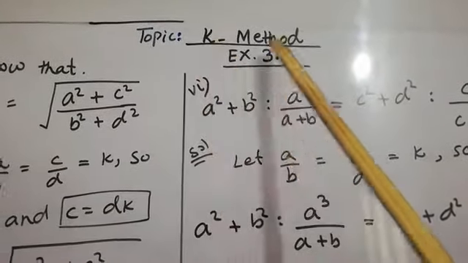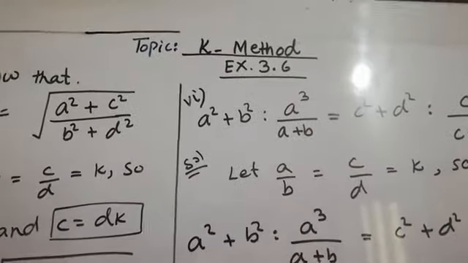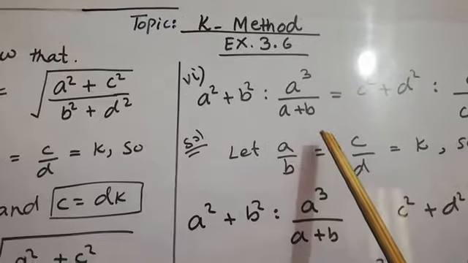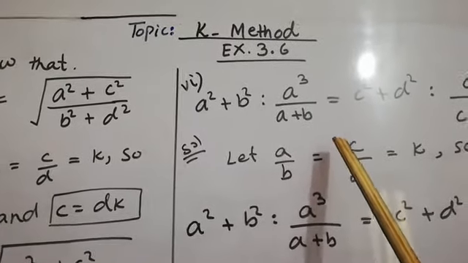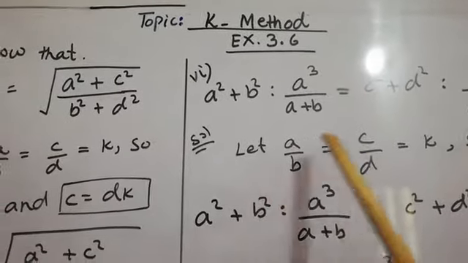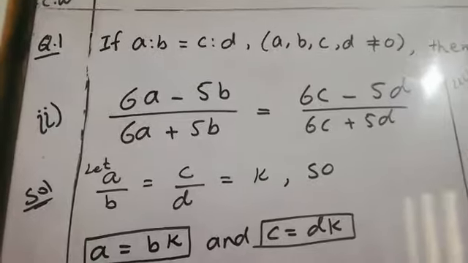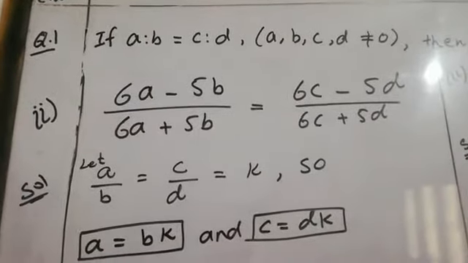Dear students, the K method is used in variation or in proportion to simplify the result. This is a very simple and easy method to verify that the left hand side and right hand side are equal. Now we will start how we can use this method in our proportion, or in the equivalence of the two ratios.